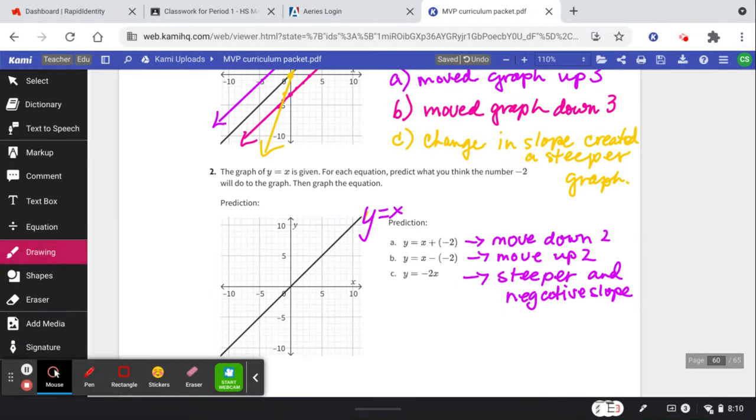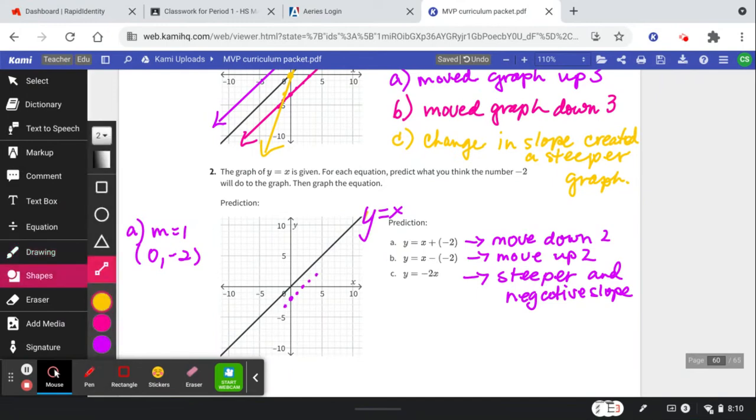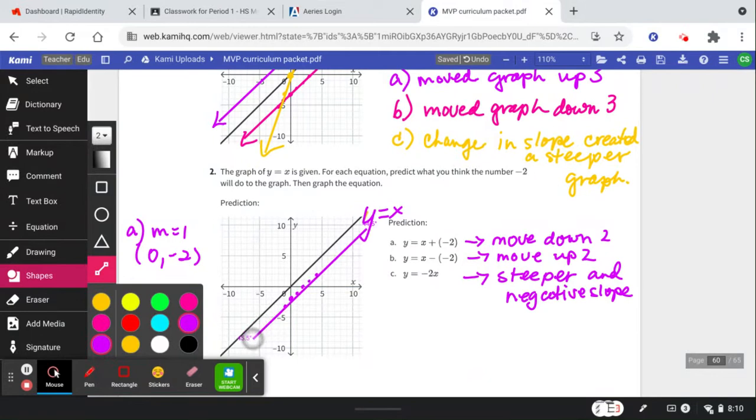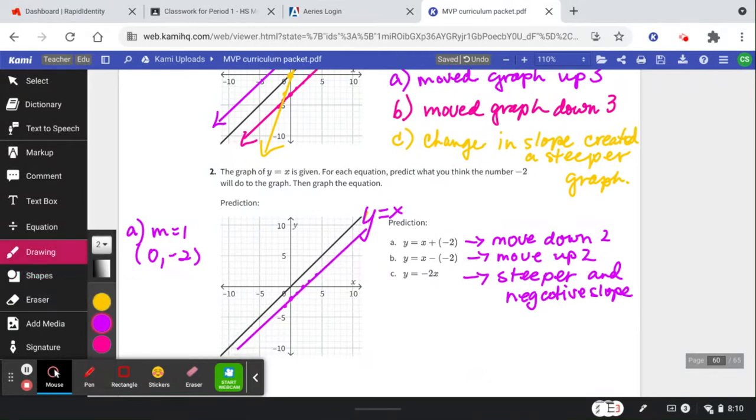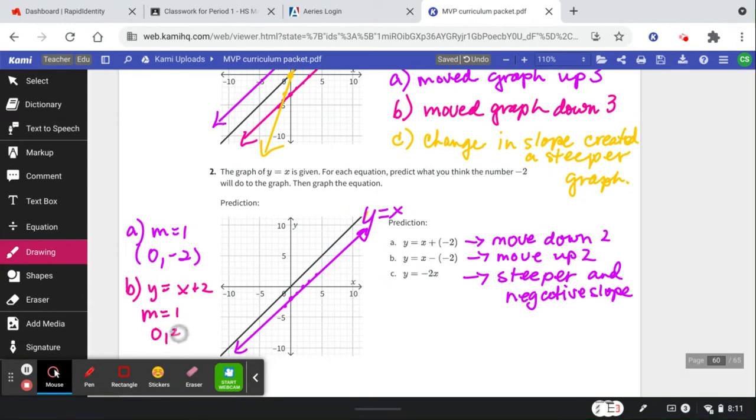First one begins at negative 2. So A has the same slope of 1, but a y-intercept of negative 2. Okay. B, it simplifies to x plus 2. So this is going to have a slope of 1 and a y-intercept of positive 2. So this one moves it up, and then up 1 over 1.